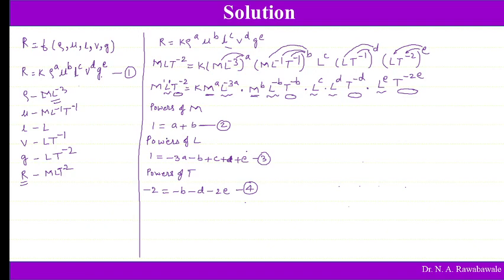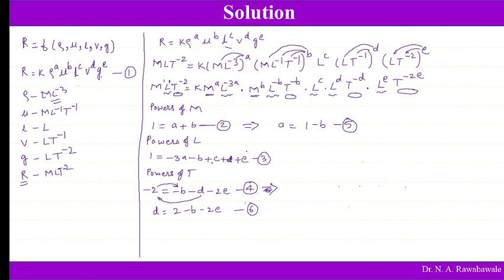So therefore this first equation can be written as a is equal to 1 minus b. We call this equation number 5. Then we go for this last equation, equation number 4, which can be written as d is equal to 2 minus b minus 2e. This d is transferred on the left hand side and 2 is transferred on the right hand side, so d becomes positive, 2 becomes positive. We call this equation number 6. So now we have equations number 6 and 5 in terms of b and e.